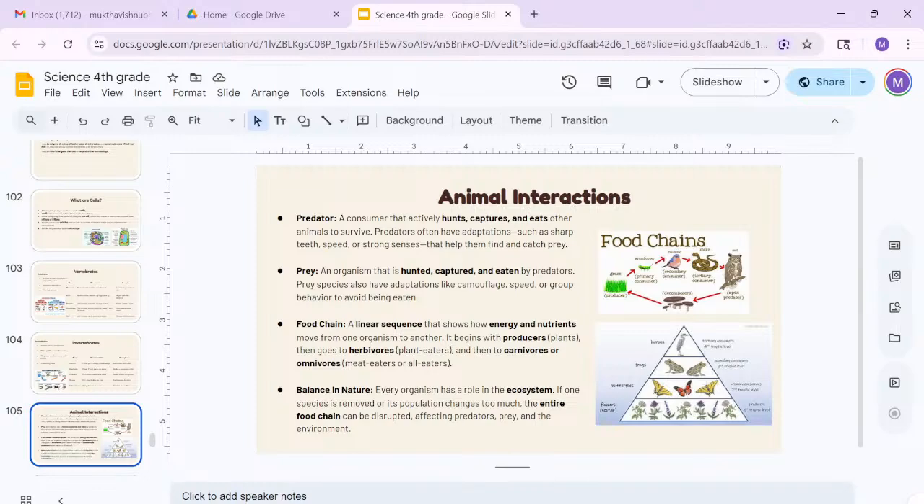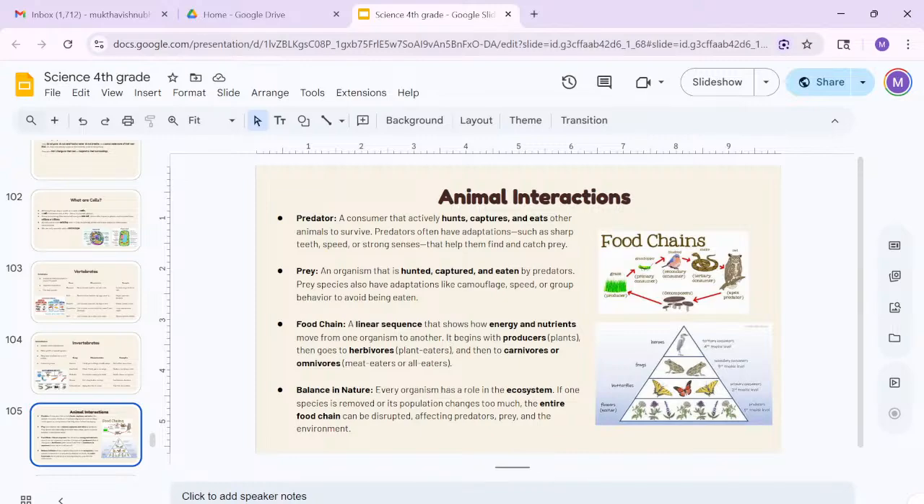So, animal interactions. How do these vertebrates and invertebrates and non-living things interact with each other? A predator is a consumer that actively hunts, captures, and eats other animals to survive. These are like cheetahs, tigers, lions, and they often have adaptations, which are characteristics that help them get the food and nutrients they need to survive, help them catch prey.